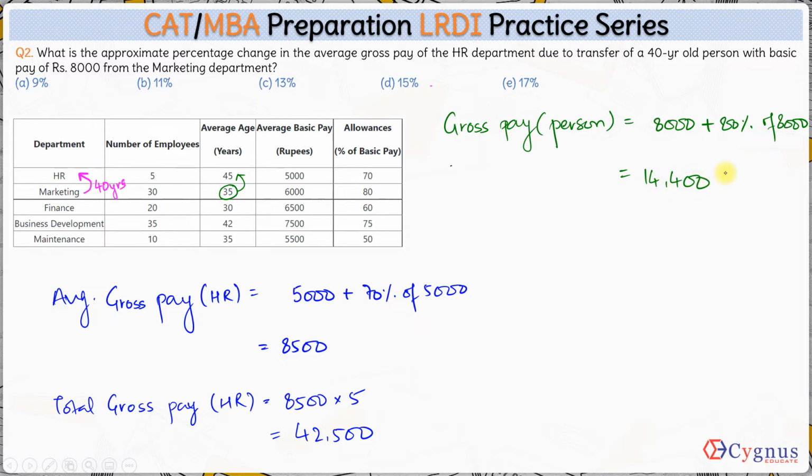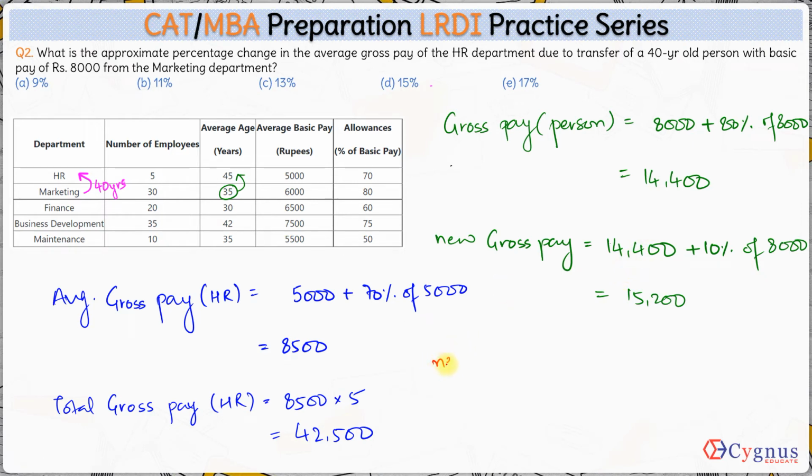Okay, but since he is getting transferred from a lower average age department to a higher average age department, the new gross pay would be, he would get additional 10% of his basic salary. So 14,400 was what he was actually receiving initially. Now he will get 10% of basic pay, 10% of 8,000 more. So the new gross pay would be 14,400 plus 800, which is 15,200 here. This is the gross pay for the person.